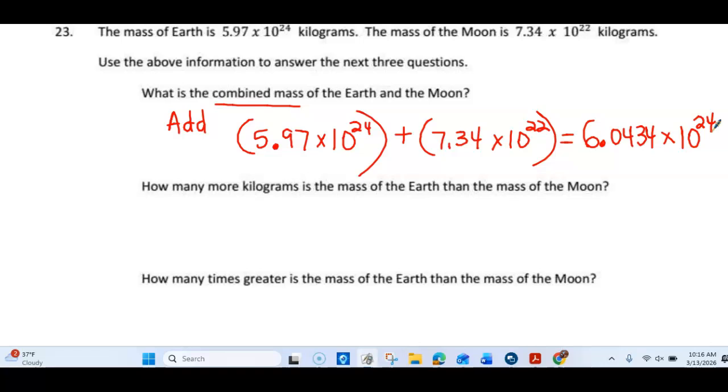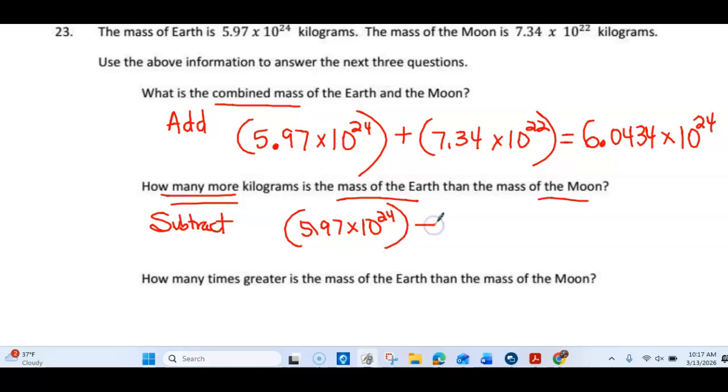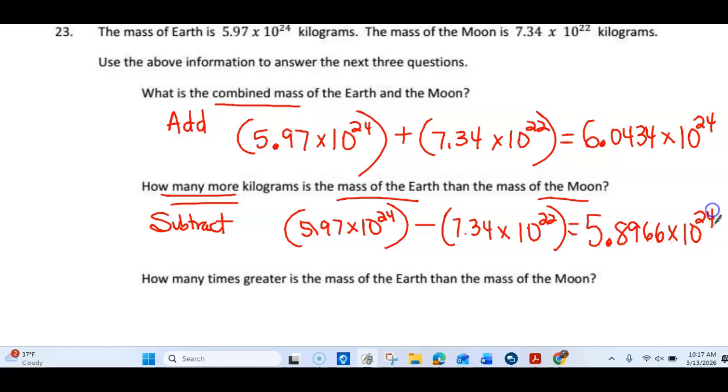When it says how many more, we learn to subtract. How many more is the kilograms of the mass of the Earth than the moon? So the Earth needs to come first. 5.97, sorry, that messed up there. 5.97 times 10 to the 24th, use your parentheses, minus 7.34 times 10 to the 22nd. So this answer should be 5.8966 times 10 to the 24th.